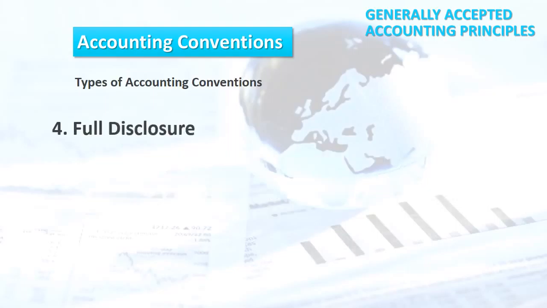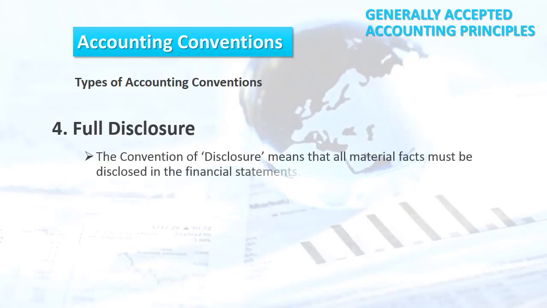Full disclosure. The convention of disclosure means that all material facts must be disclosed in the financial statements. For example, in the case of sundry debtors, not only the total amount of sundry debtors should be disclosed, but also the amount of good and secured debtors. The amount of good but unsecured debtors and the amount of doubtful debt should be stated.